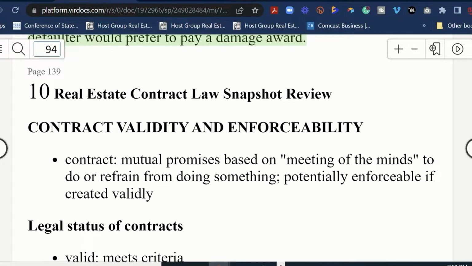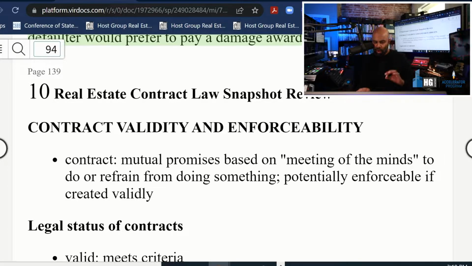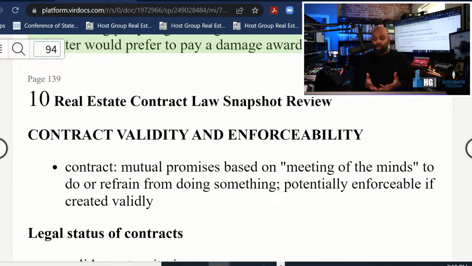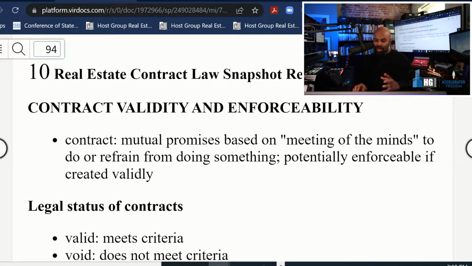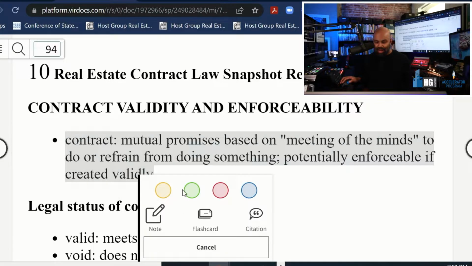All right, so inside of this snapshot review, in the book, in Unit 10 for this particular publisher, let's go through it. First off, we learned about contract validity and enforceability. We defined what a contract is. It's a mutual promise based on the meeting of the minds, to do or refrain from doing something, potentially enforceable if created validly. And we learned about phrases like enforceable, which means in a court, and valid and validity, meeting of the minds. So the first thing was just defining what a contract was.